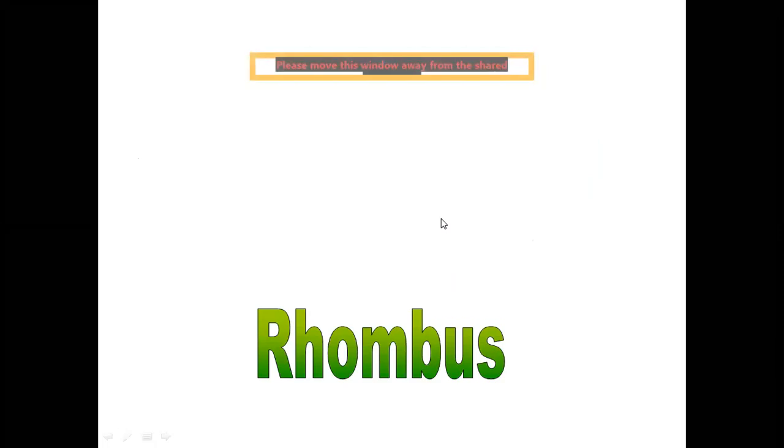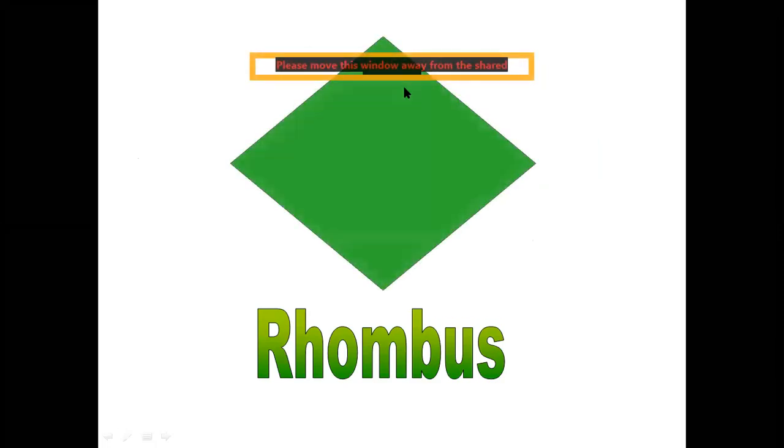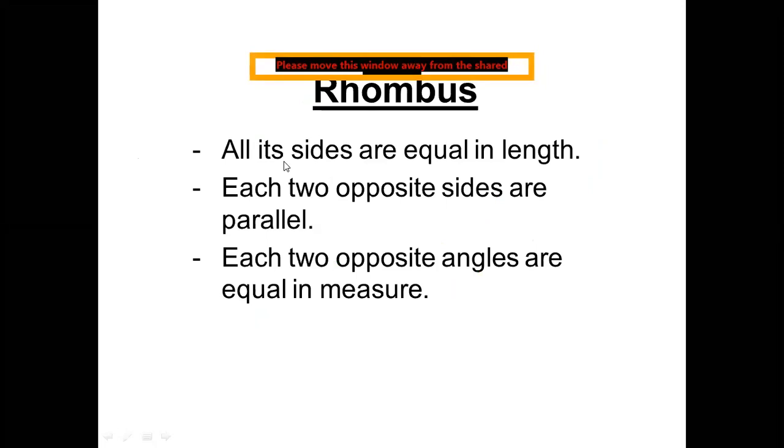Now, the rhombus. This is the shape of the rhombus. In the rhombus, all its sides are equal in length. The four sides are equal in length. And each two opposite sides are parallel. And also each two opposite angles are equal in measure.